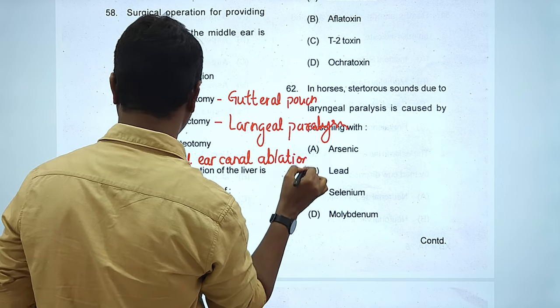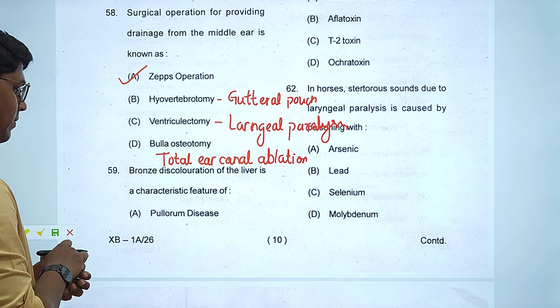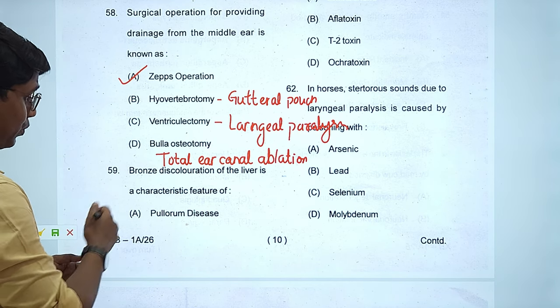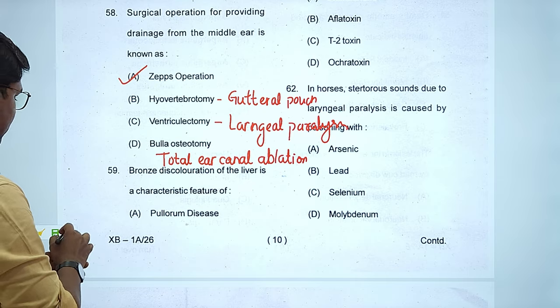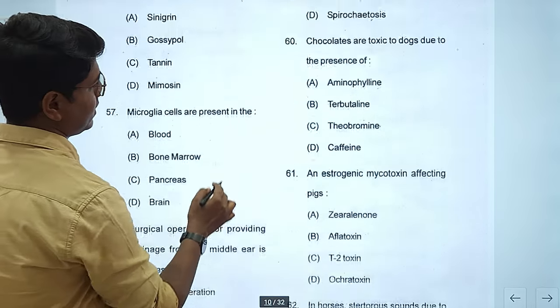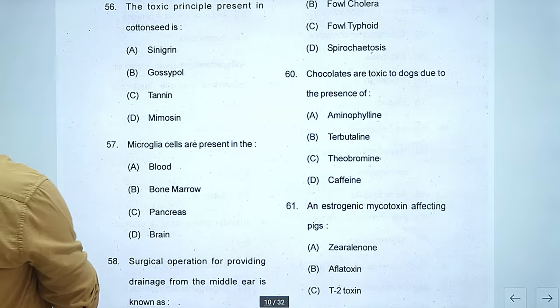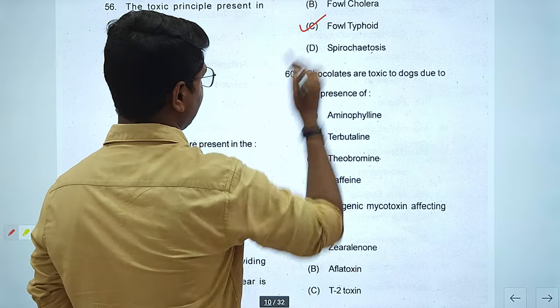Okay, that is bulla osteotomy. Bronze disease of liver, a characteristic bronze discoloration, is a characteristic feature of fowl typhoid. The answer is fowl typhoid.